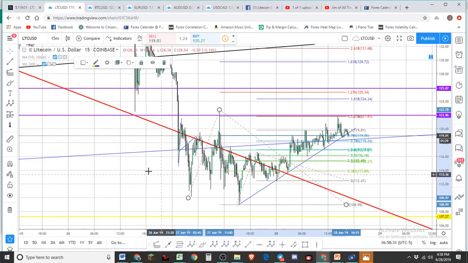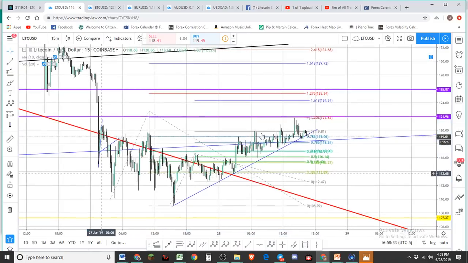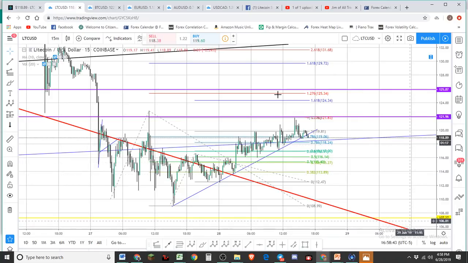Okay, so that's what we're kind of looking for. We want to watch those levels. Okay, so 121, we've got a bounce. Is this going to continue down to the downside, or down here and make our 1, 2, 3, 4, 5 down to the downside, or is this going to continue up to 125?